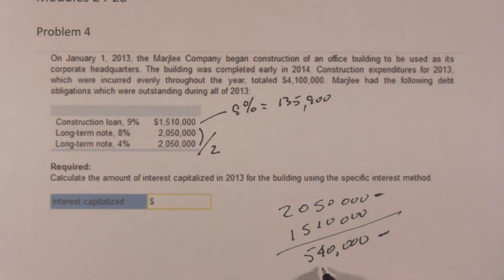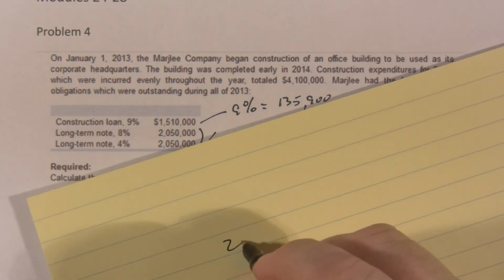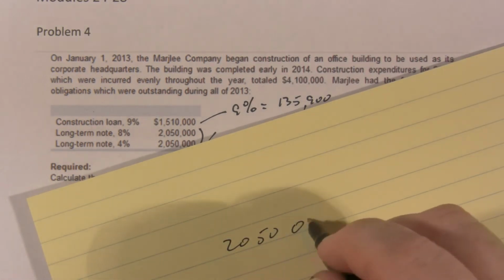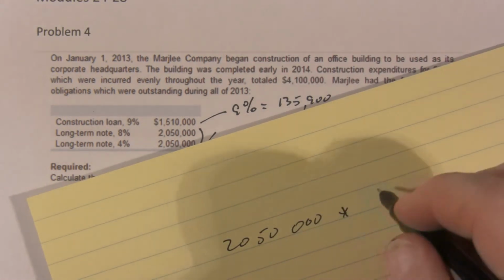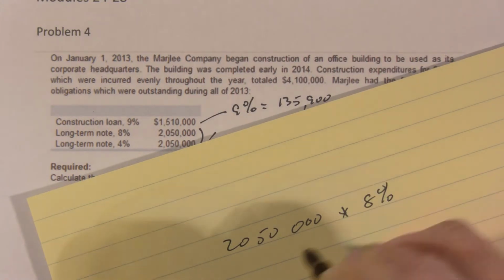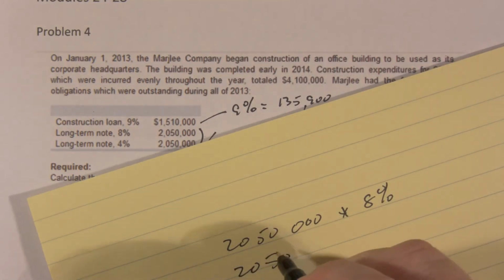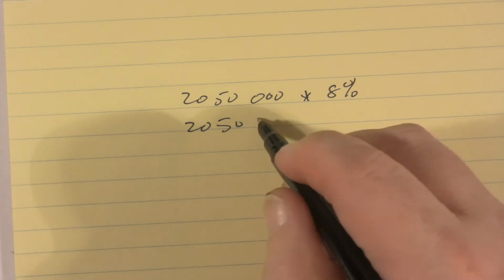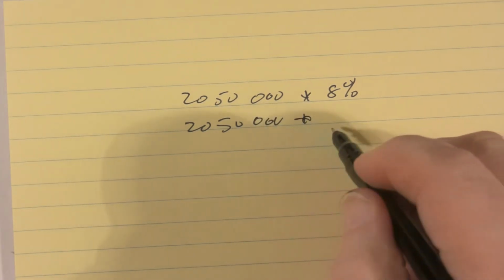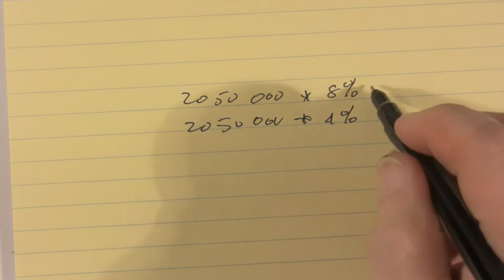Now the problem is we have to figure out what the interest rate on that is. And we have to do that as follows. Let me just grab a hunk of paper here. We have one note for $20.50 at 8%. And we have another note at $20.50 at 4%.